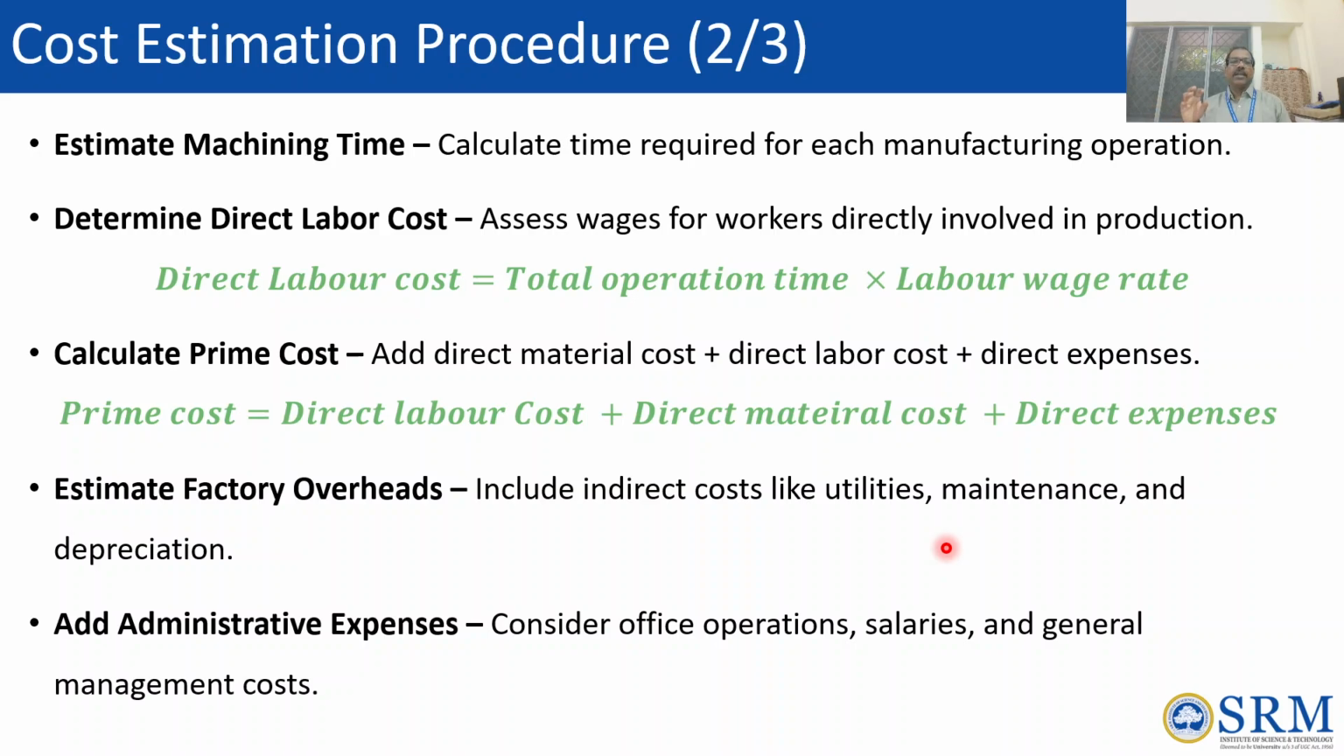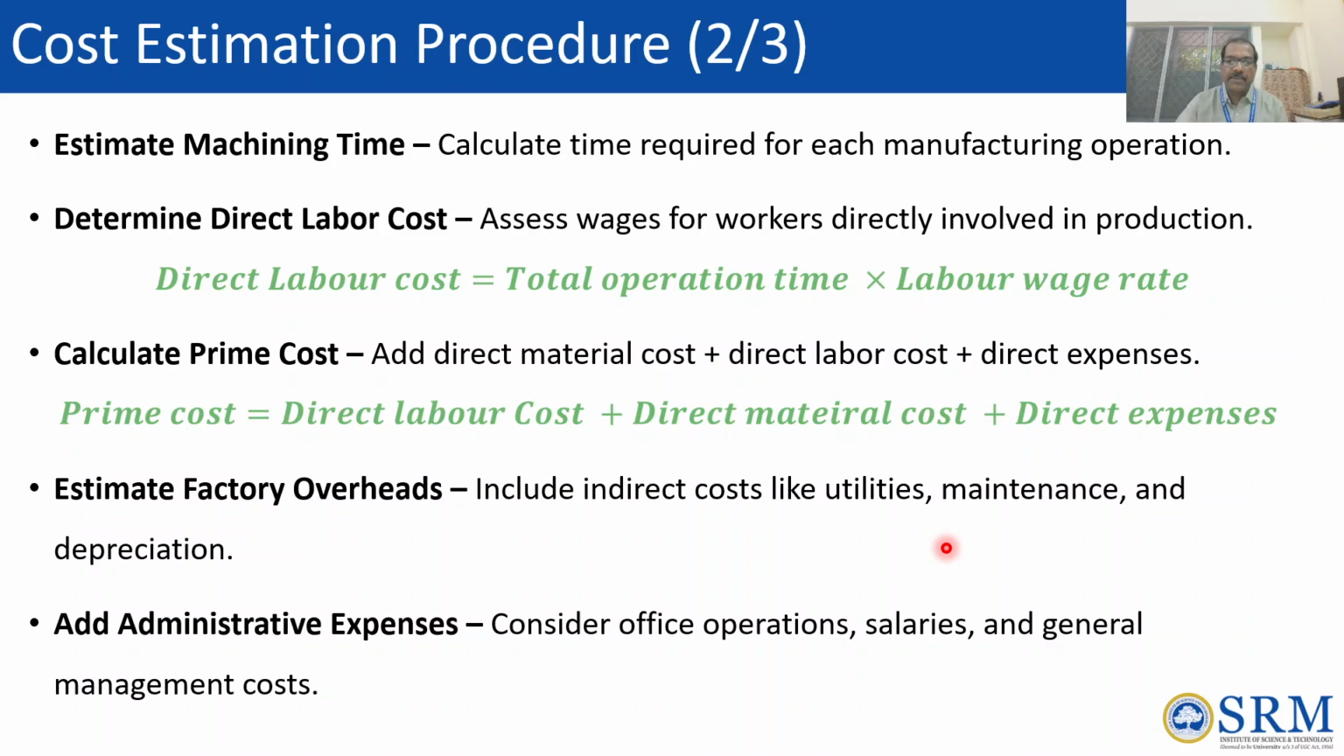Then estimate the factory overhead, as I said: electricity charges, supervisor charges, maintenance charges, and depreciation also needs to be considered when we are doing the cost estimation. What is depreciation? After some time, the machine or raw materials will have their own life, right? So you cannot have the same value as when you purchased it. After 1 year, after 2 years, it won't have the same value. It will depreciate, right? So that value you need to consider.